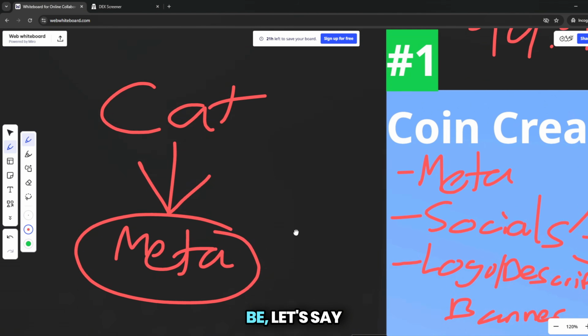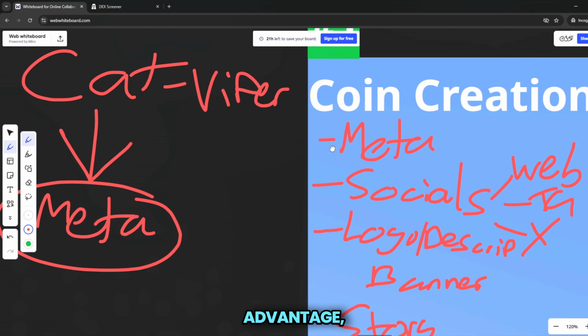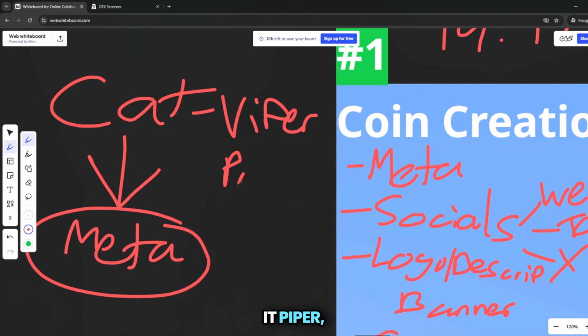An example of this would be, let's say a cat coin called Viper formed a meta. It went to $50 million in market cap. You can use this to your advantage. Make another cat coin and call it Piper, let's say.